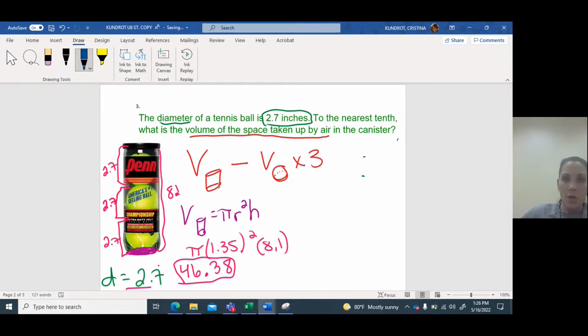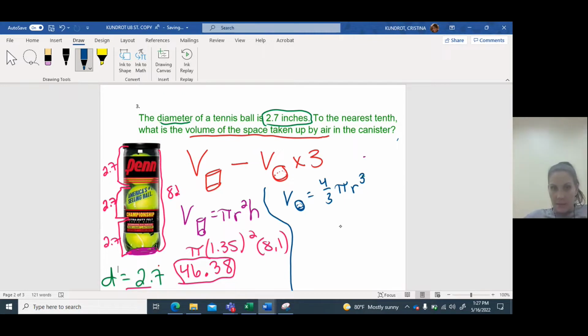All right. So now what we're going to worry about is the volume of a sphere. Formula for volume of a sphere is 4/3 pi r cubed. Now, guys, they give you this formula on your EOC, but they don't tell you what it's for. So you need to know that this is the formula for volume of a sphere.